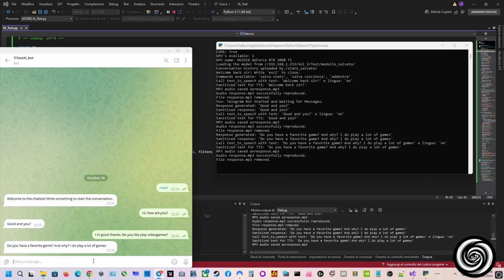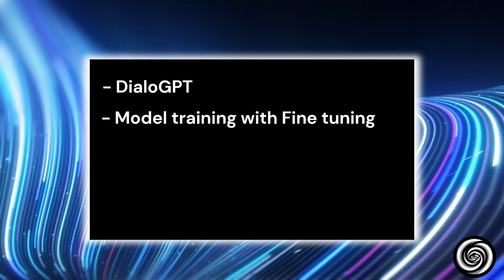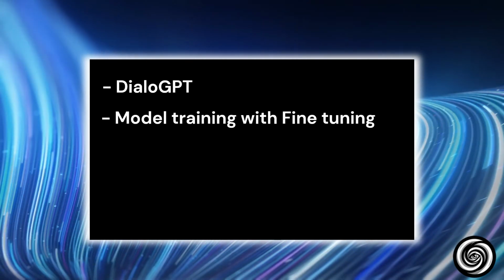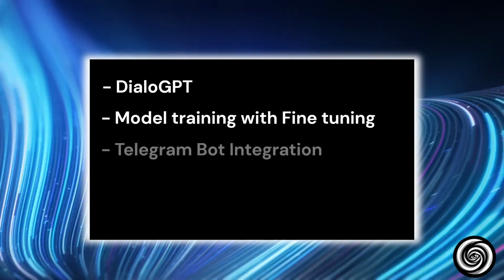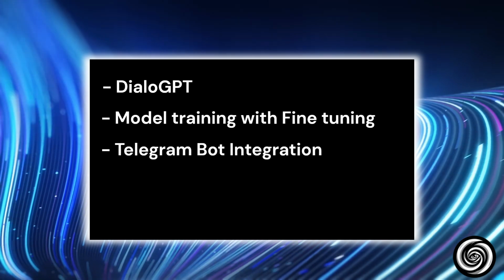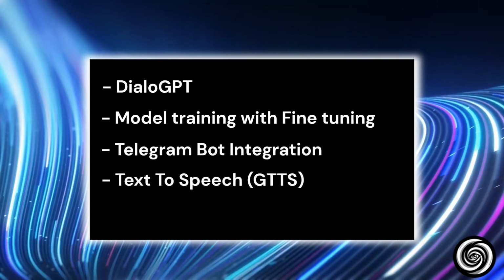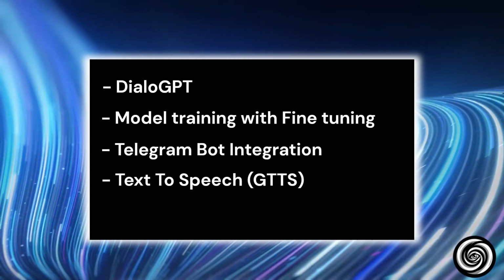The code implements a chatbot that can interact with users both through the console and through Telegram. It uses a pre-trained language model to generate responses based on user input. Key features of the code include model training, which allows additional training of the model using custom datasets. Telegram integration, which runs a Telegram bot that users can interact with in real time. Text-to-speech, which converts bot responses to speech using Google Text-to-Speech and plays the audio.